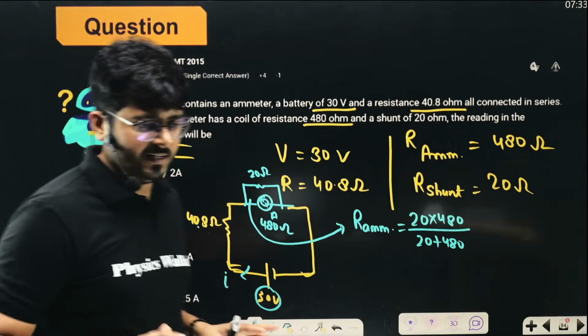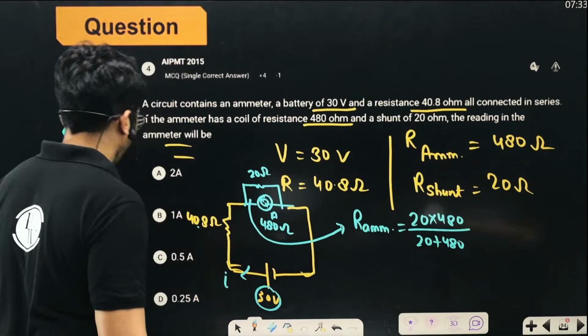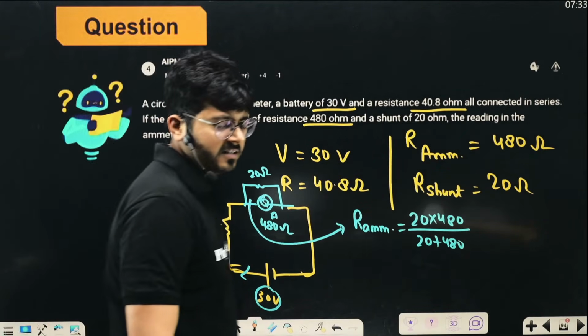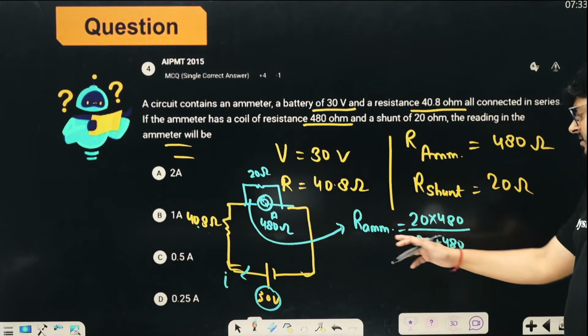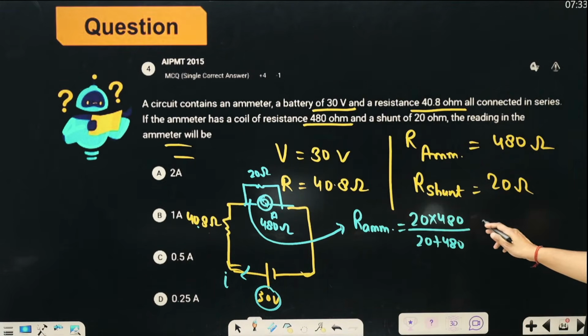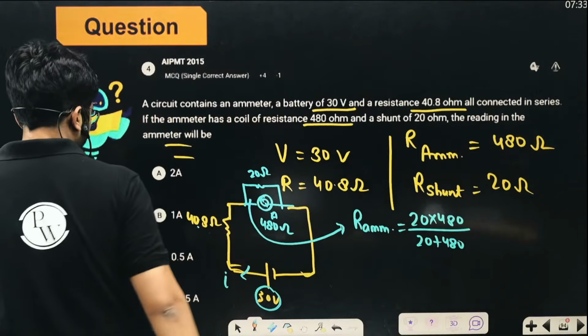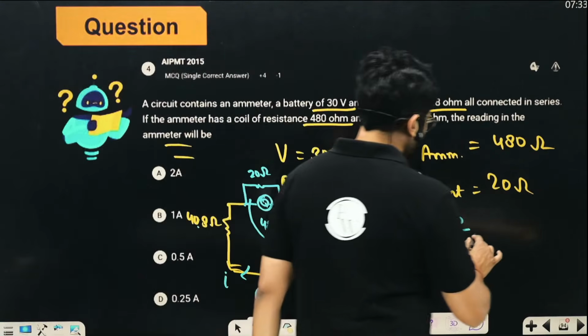I hope the idea is very, very clear, right? Very good, Ananya beta. So over here, what was the net resistance of the ammeter, Ananya? What is the value of resistance of this ammeter itself, right? It was somewhere around 20. I solved it before the class. So it was something around 20, right?